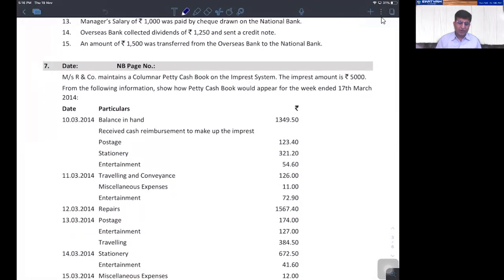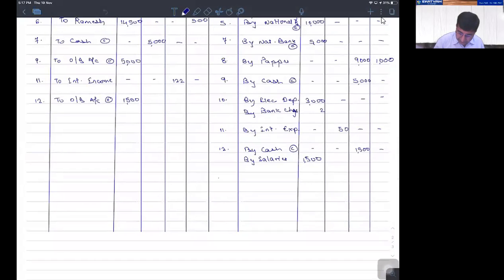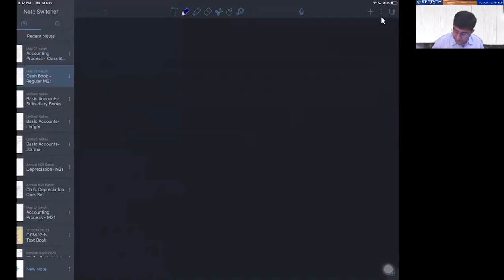Then manager's salary of rupees 1,000 was paid by check drawn on National Bank. Manager's salaries paid by check drawn on National Bank. Now here manager's salary is directly paid by check. Therefore, on to the credit side, by manager's salary, or you can write by salary expense, either which way. How much is it? Rupees 1,000.